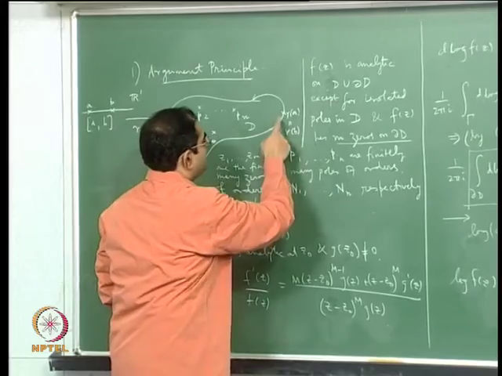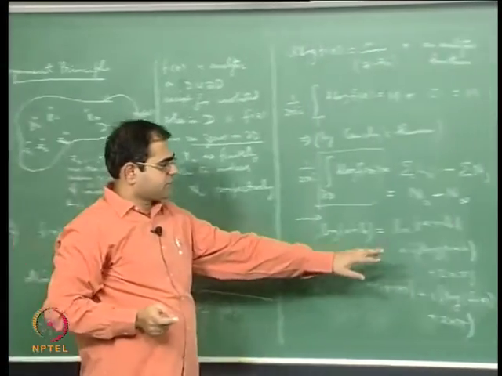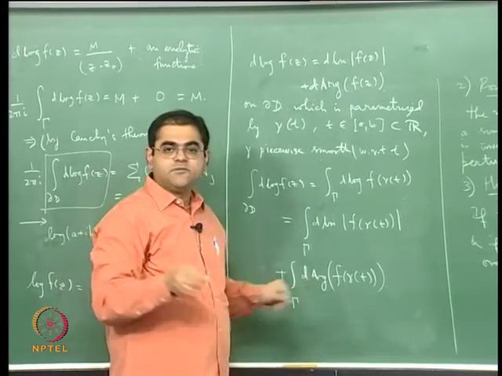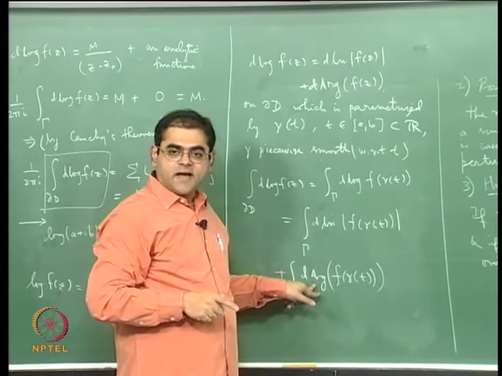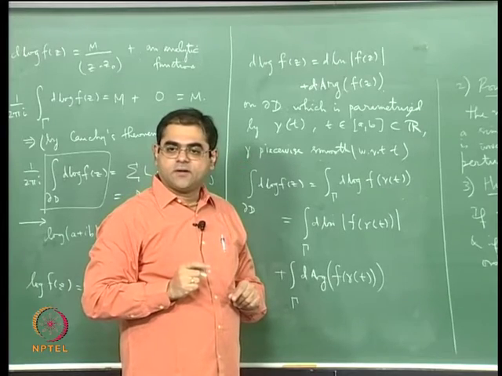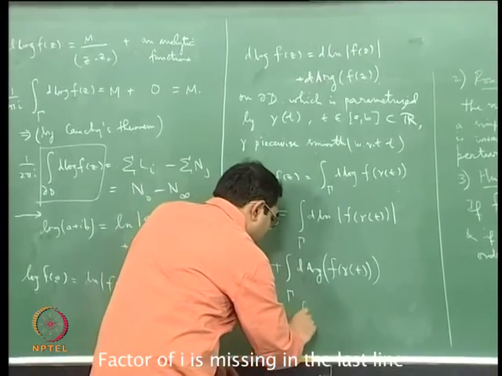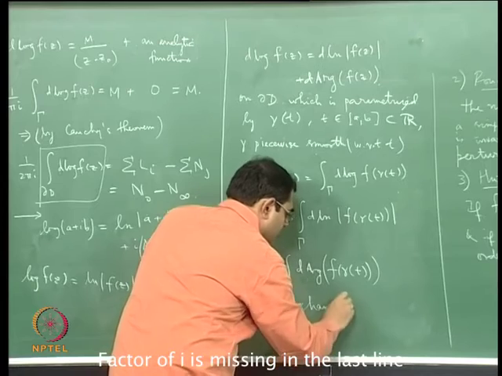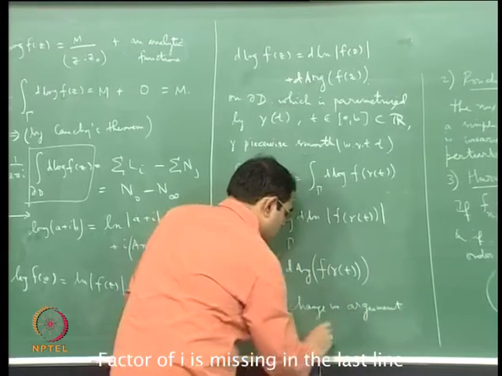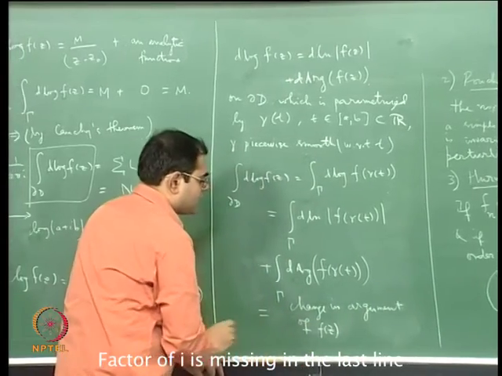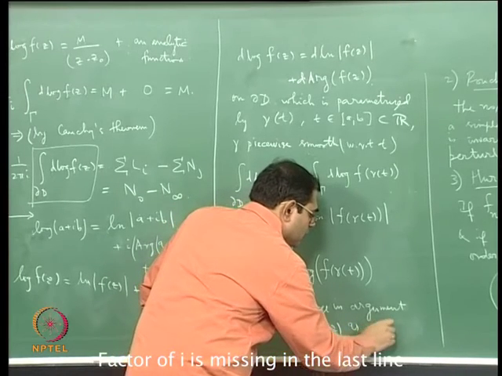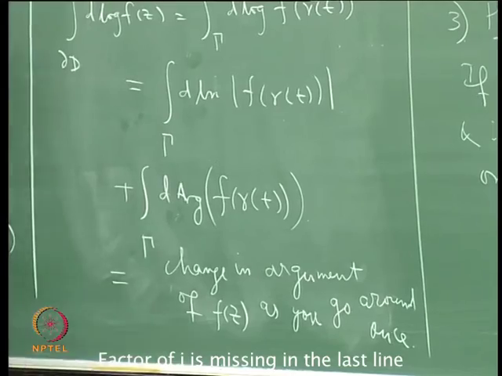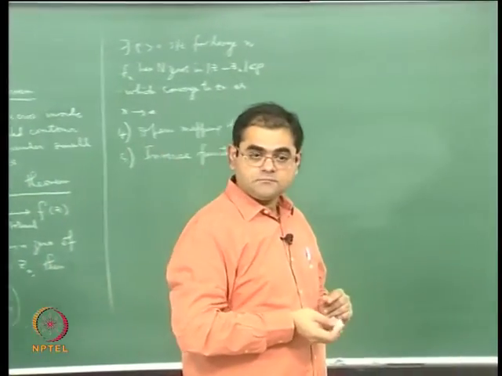And the fact is that if you go around once like this, the first integral will vanish, and the second integral will essentially give you the change in the argument of f of z as you move across gamma. So what you will get is the change in the argument of f of z as you go around once along the boundary dou D, which is now parameterized by gamma.